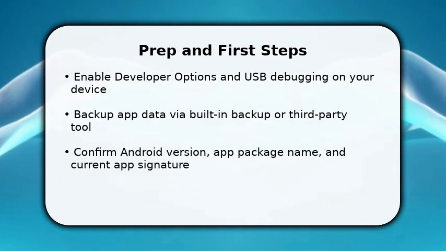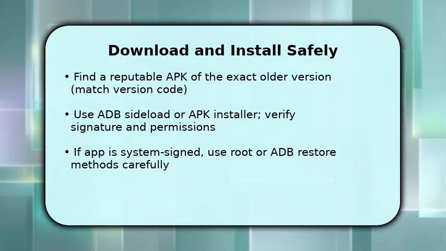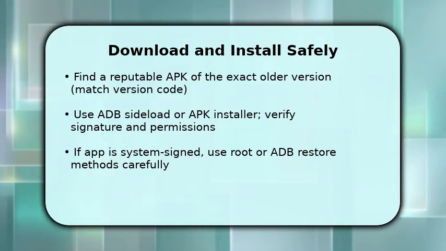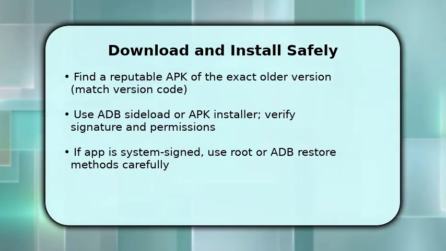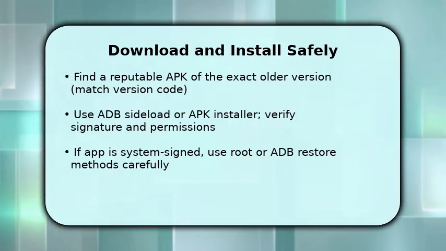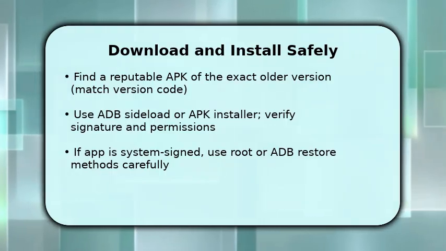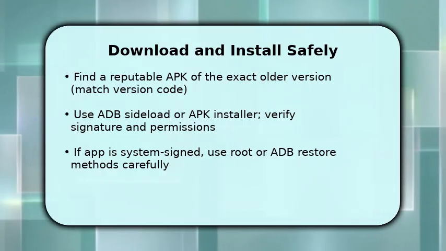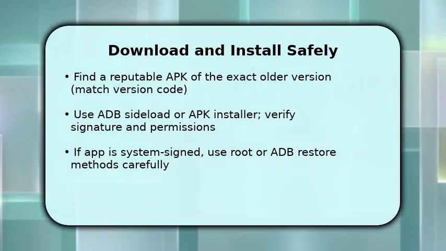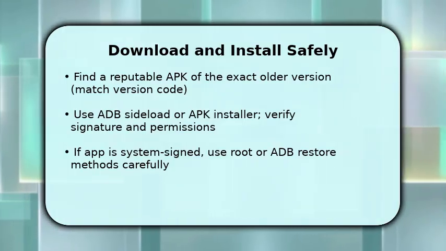Now you fetch the older APK and verify it matches the version code and signature. This avoids installer rejections. Then connect with ADB and either use adb install -r to replace or sideload through recovery if necessary. Using the device's APK installer works for most apps. If the app is system-signed or pre-installed, you may need root or to uninstall updates via an adb shell pm uninstall user 0 before installing.